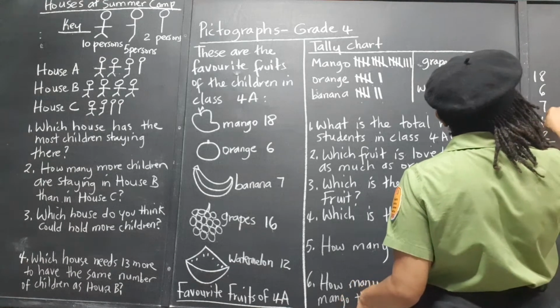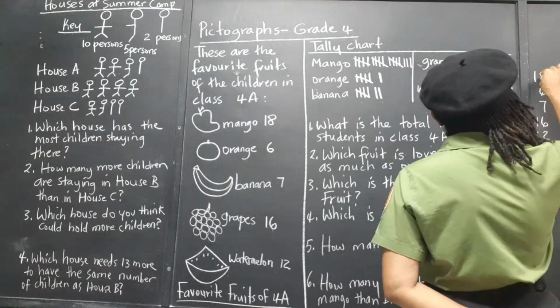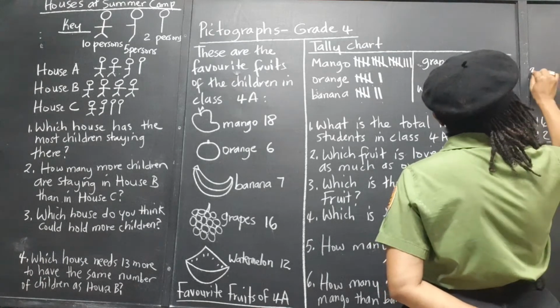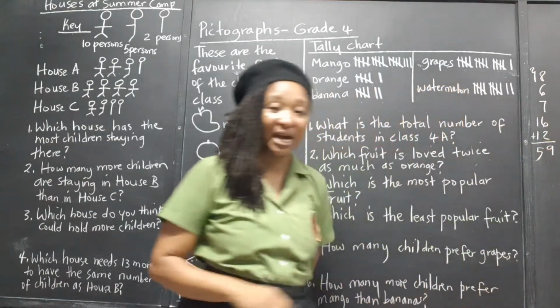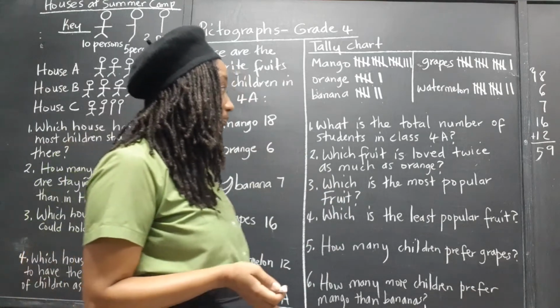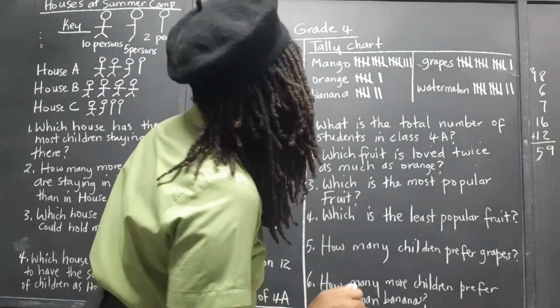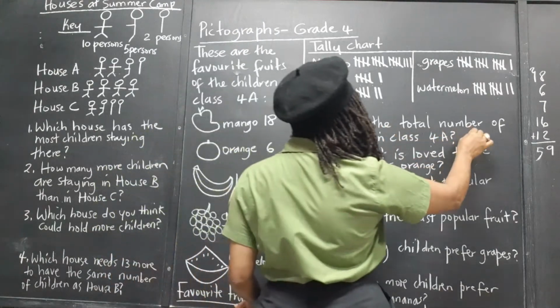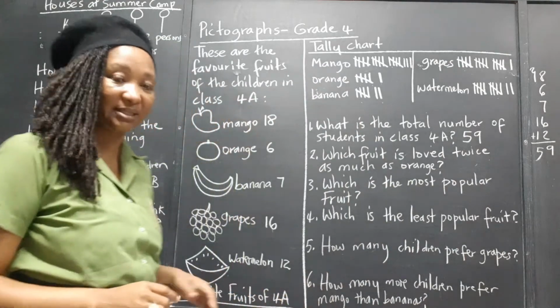2 and 6, 8, and 7, 15, and 6, 21, and 8, 29. 2 and 1, 3, 4, 5. So 59. 59 students. 59 students in all in the class. That's a big class. That's a very big class, right?